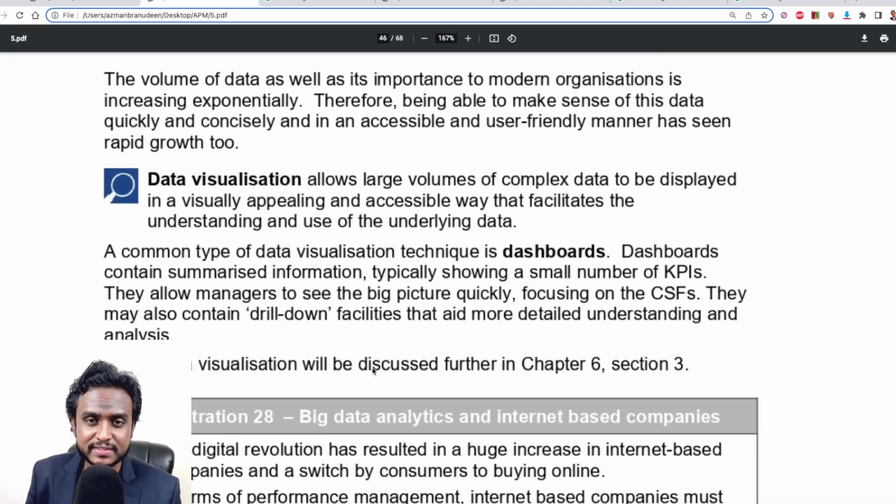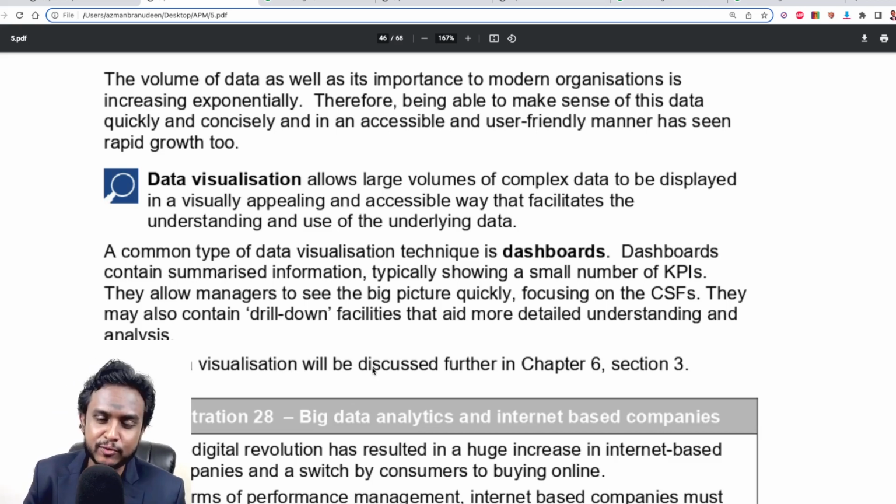Now, one of the components that makes this process of data mining easy is data visualization. Data visualization is the graphical presentation. It allows large volumes of complex data to be displayed in a visually appealing and accessible way that facilitates the understanding and the use of the underlying data. Just imagine an Excel sheet with a lot of numbers versus a pie chart and a few graphs. The graphs are the much better and more preferred approach, because you can actually make sense of all that data.